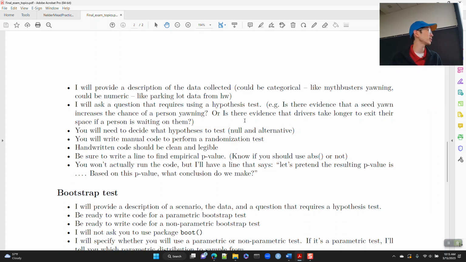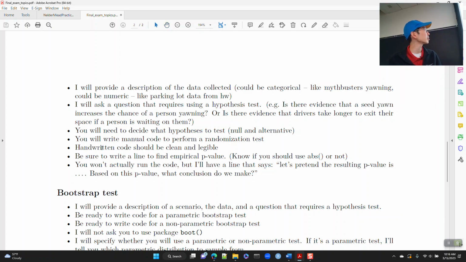Or the question could be, is there evidence of a difference, which would be two-sided or non-directional, and you'd be interested in either of these kinds of things. So you'll have to write what the appropriate hypotheses are. You'll write the code to perform the randomization test, and obviously your code needs to be legible and clean, and overall it should be syntactically correct. If you have a small mistake in there, but we understand what you're doing, I think we're pretty forgiving of that.